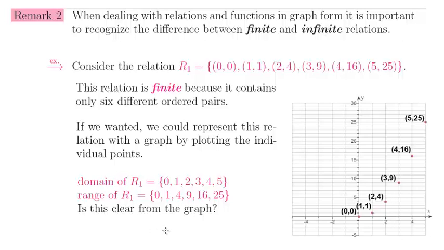Is this clear from the graph? Do you see where the domain and the range come from and how they apply? Just to be clear, when you have a relation that's finite, it will graph as a set of individual ordered pairs. In other words, a finite number of points.